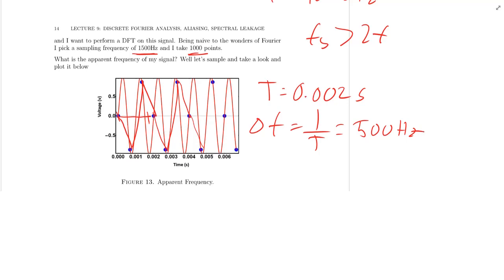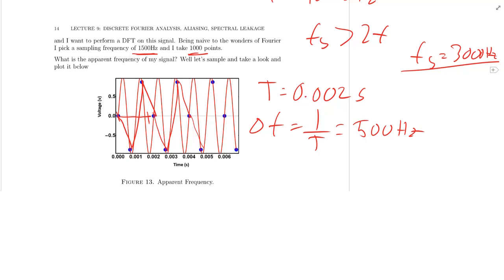So I would say go through this problem, and now if you sample at a sampling frequency of 3,000 hertz, what is the apparent frequency? I will tell you already that it will actually be 1,000 hertz, and you've sampled this properly, but prove that to yourself.